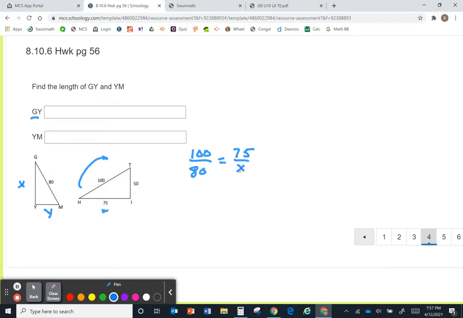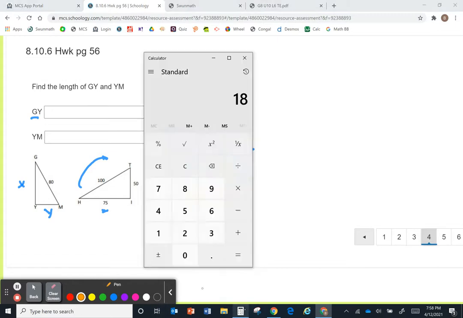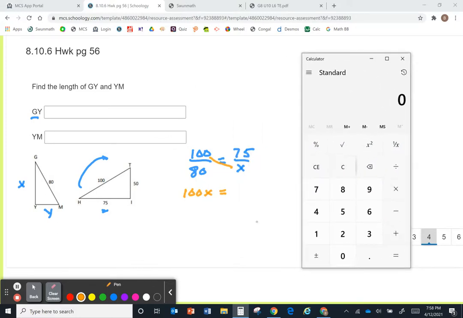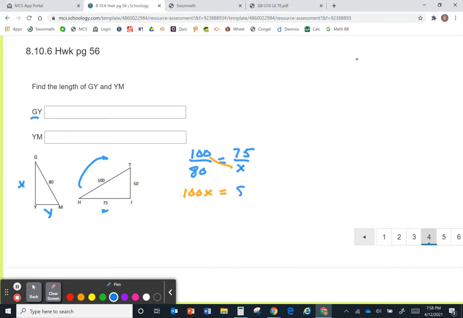Okay, and what you do is you crisscross and divide, and always do your variable first, and that way that x ends up on the left the way we like it. Okay, let's see, 80 times 75, 6,000.